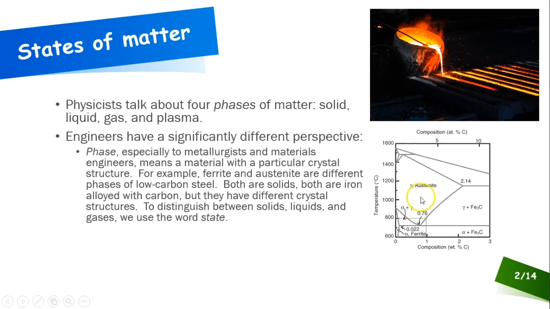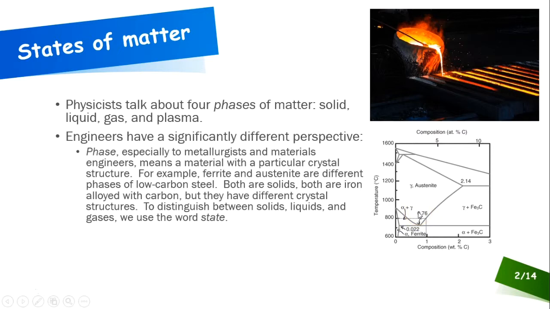For example, we've got austenite, which is in the gamma phase, and ferrite, which is in the alpha phase. The main distinguishing feature between these two is the crystal structure. Ferrite has a body-centered cubic crystal structure; austenite has a face-centered cubic crystal structure. Austenite and ferrite both have the same amount of iron, the same amount of carbon, and they're both solid materials. So how do we distinguish between them?